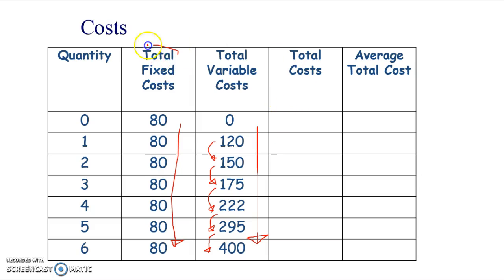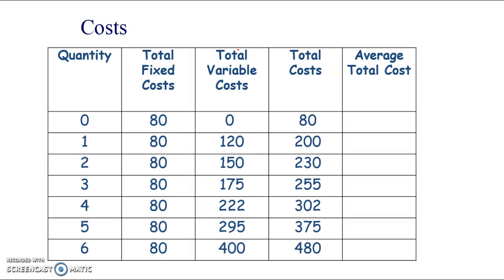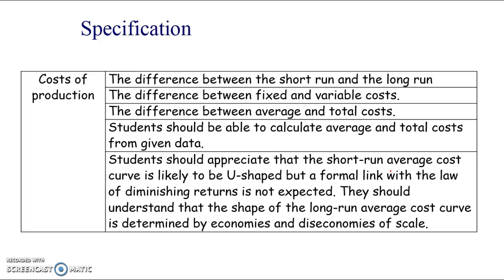So total costs are just going to be total fixed costs plus total variable costs, which appear now. There we go. And then for average total cost, you're just going to take this number and divide it by that number there. I can't divide it by a 0, so I'm going to put a dash there, but you can see 200 divided by 1 is 200. 230 divided by 2 is 115, and that's maybe what one of the questions is going to be.